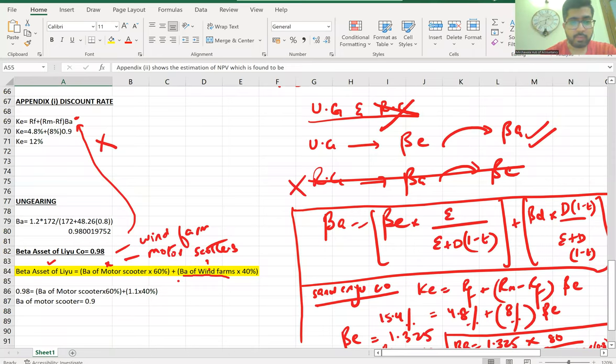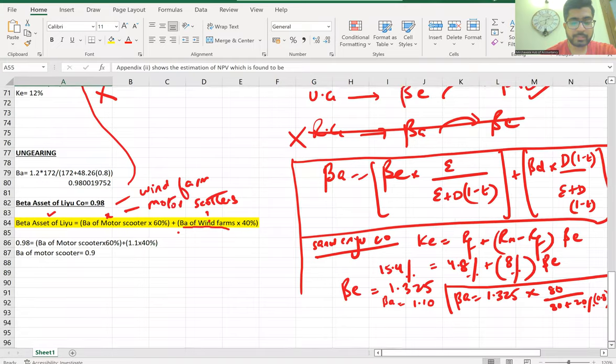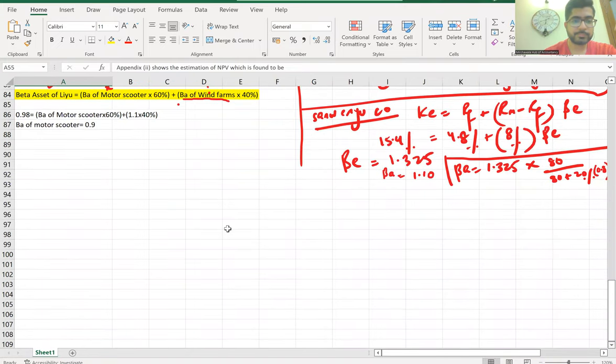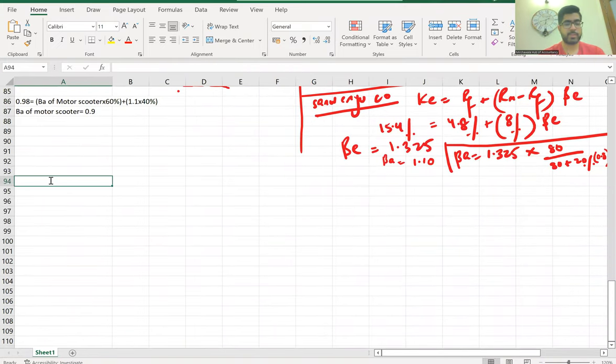Okay, now we'll move towards appendix two. That is finding the NPV of the project.